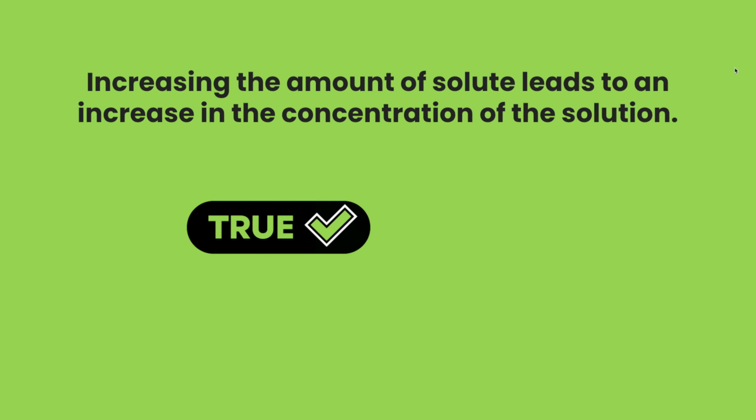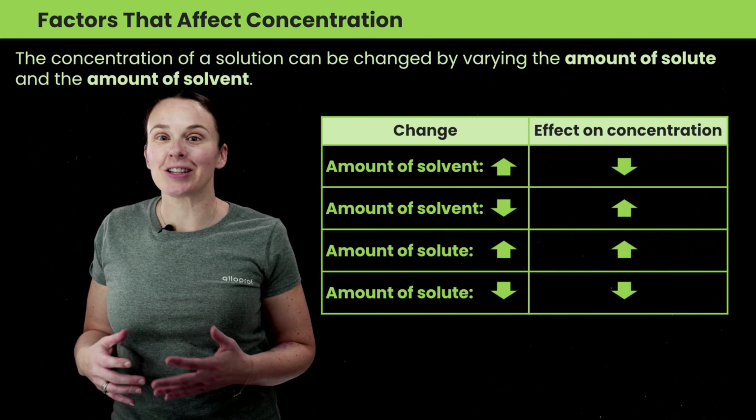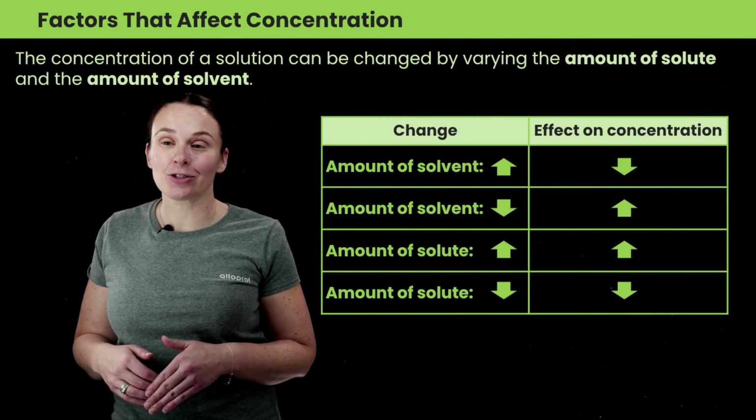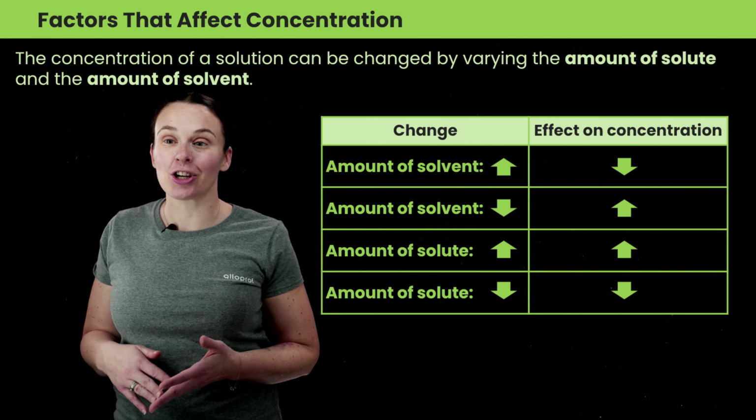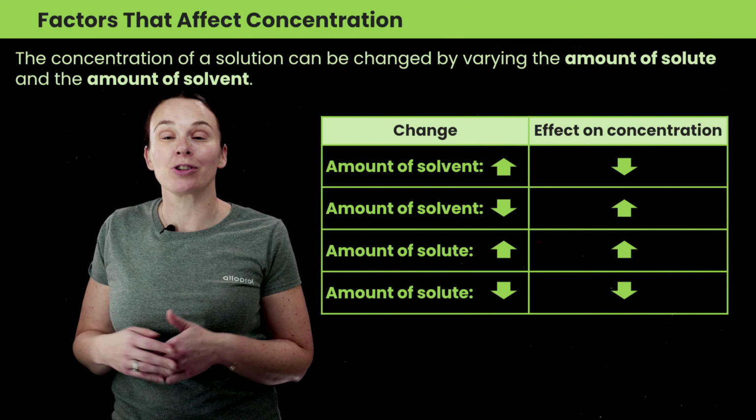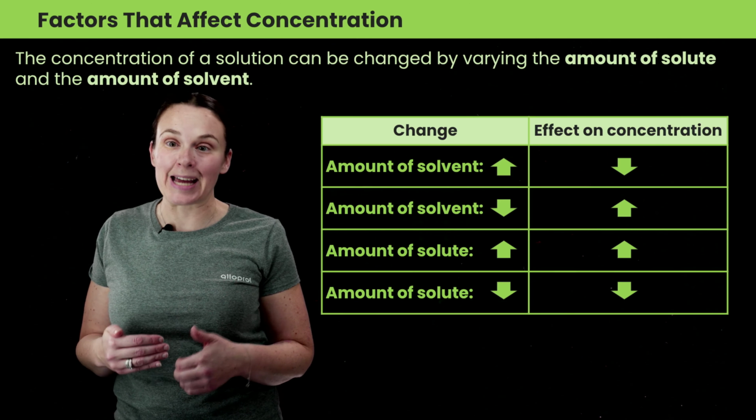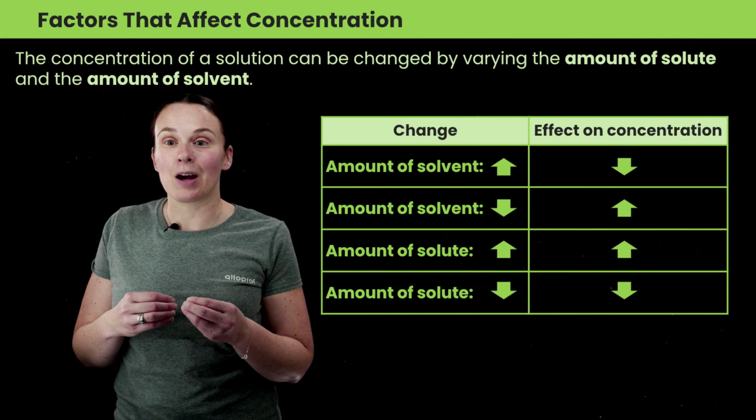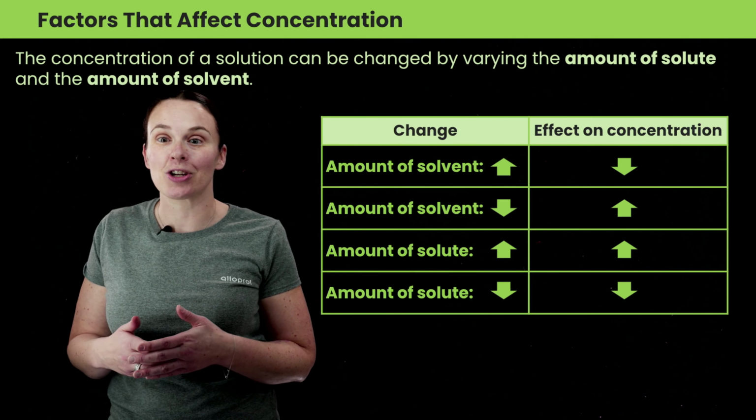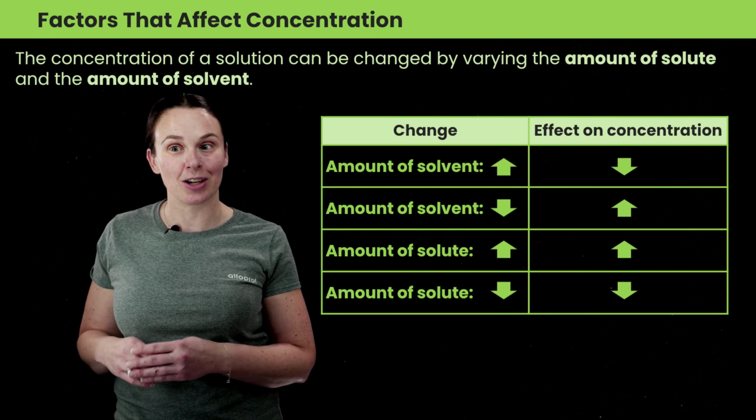The answer is true. So believe it or not, the amount of solute has a direct impact on concentration. It is a factor that influences concentration. So if we add salt to our solution, the concentration is going to go up. And if we remove salt, or if we add more solvent, then the concentration is going to be diluted and it's going to go down. So our amount of solute is directly correlated to concentration. Amount of solute goes up, so does the concentration. Amount of solute goes down, so does the concentration.